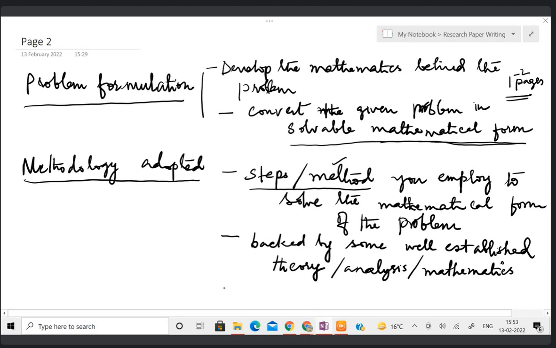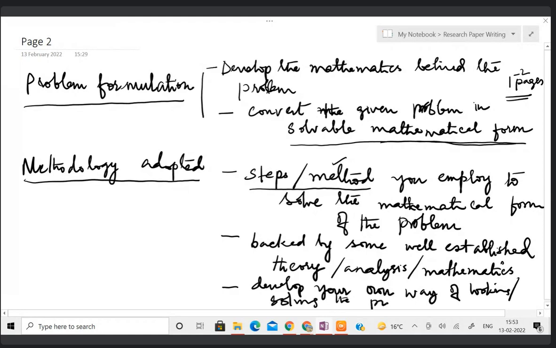Okay, and it may happen that you can develop your own way of looking at and solving the problem. But definitely that has a backing of some well established theory or analysis and mathematics. Fine.